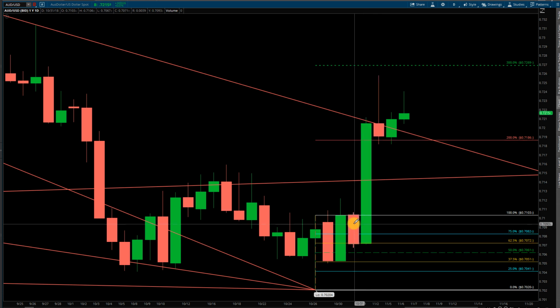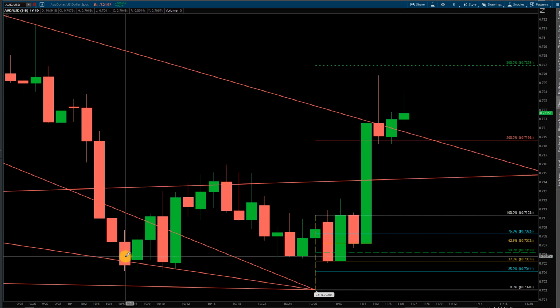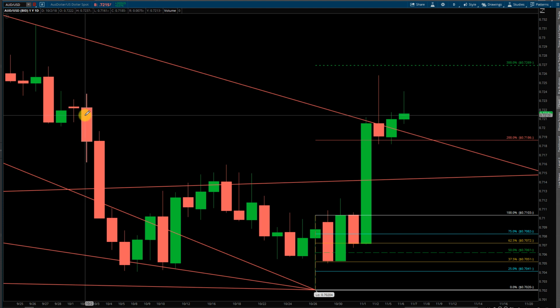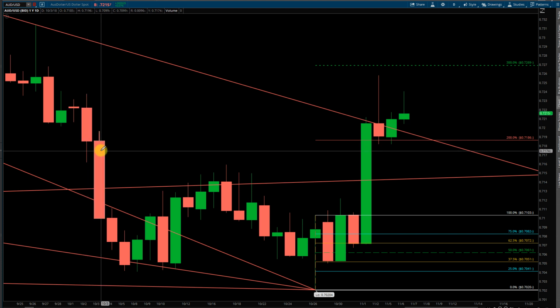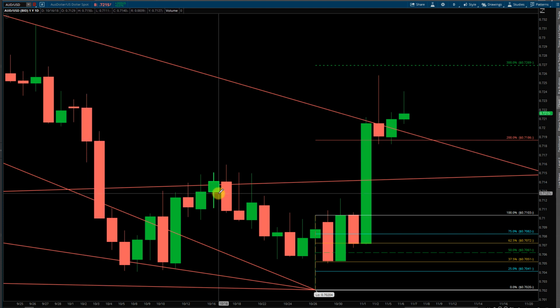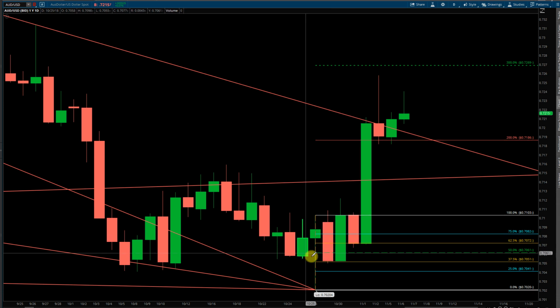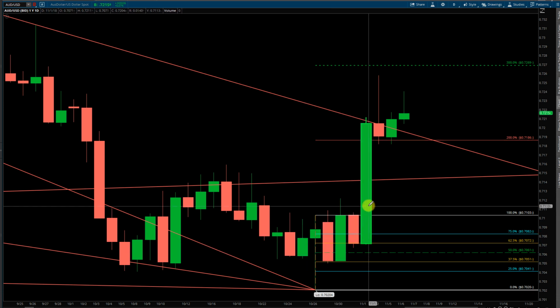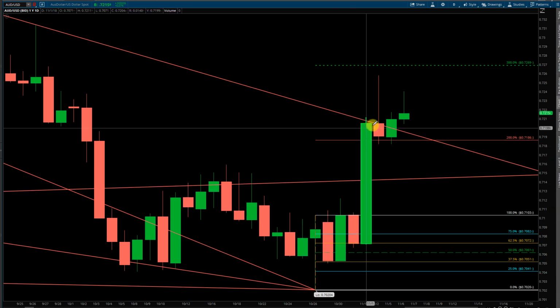And the size of that candle took out everything from the whole month. Just took everybody out. The whole month of October was wiped out. So this is where we're at.